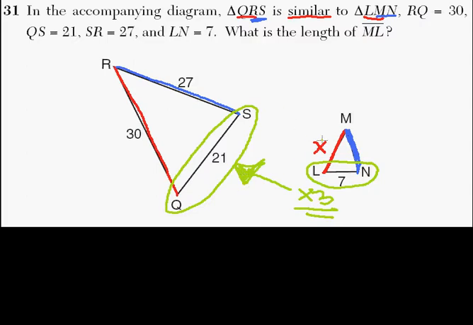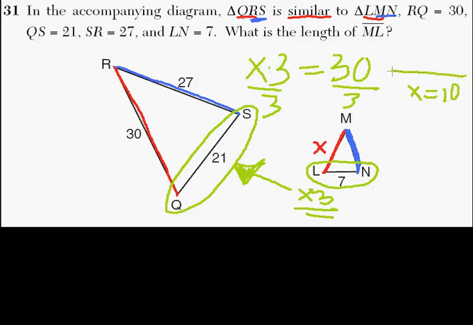So we're looking for this side, ML, right? Well, what number times 3 equals 30? In other words, x times 3 equals 30. That's going to tell us what the length of ML is. And if we divide by 3 on both sides, we get x equals 10. And that is exactly the answer. X equals 10.